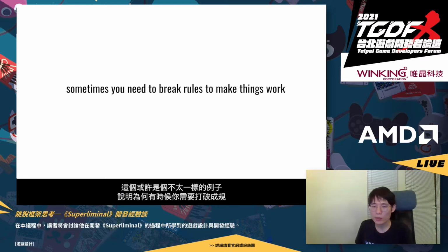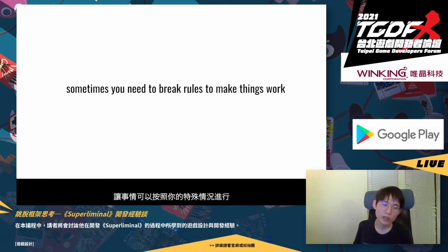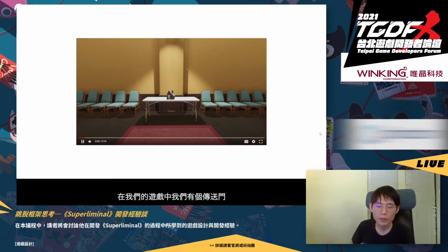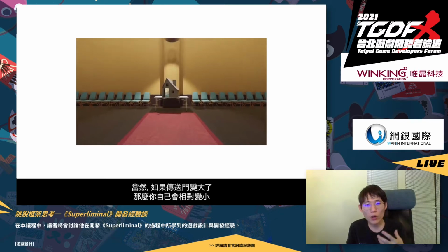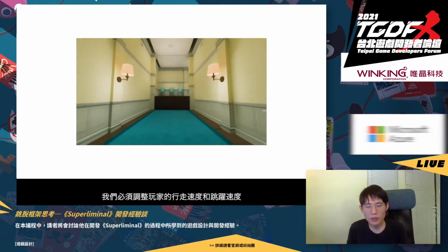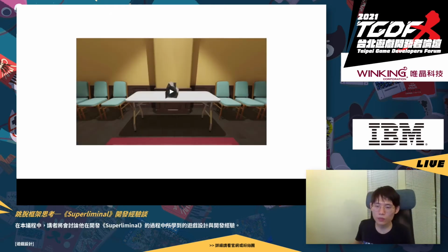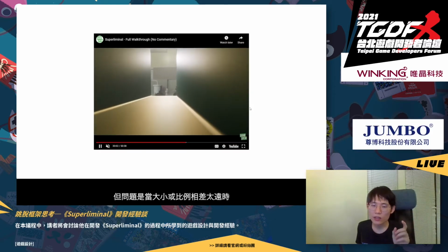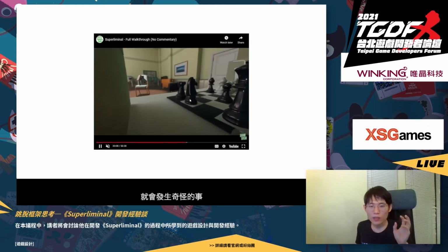And here's maybe a different example of how sometimes you need to break rules to make things work for you based on your particular circumstances. In our game, we have portals, right? And of course, if the portal gets bigger, then your own relative size becomes smaller. So when that happens, we have to adjust the player's walking speed and jumping speed in order to make that physically work. All of that works fine, but the problem is when the size of the scale is too different. For example, if you're very, very small or very, very big, something weird happens, right?